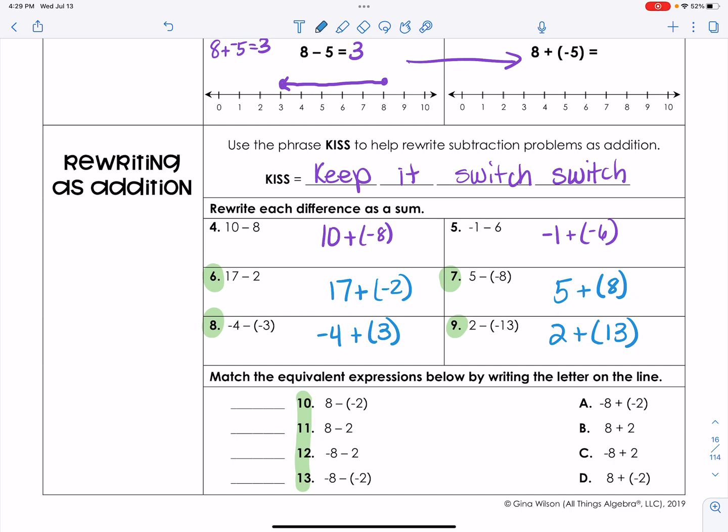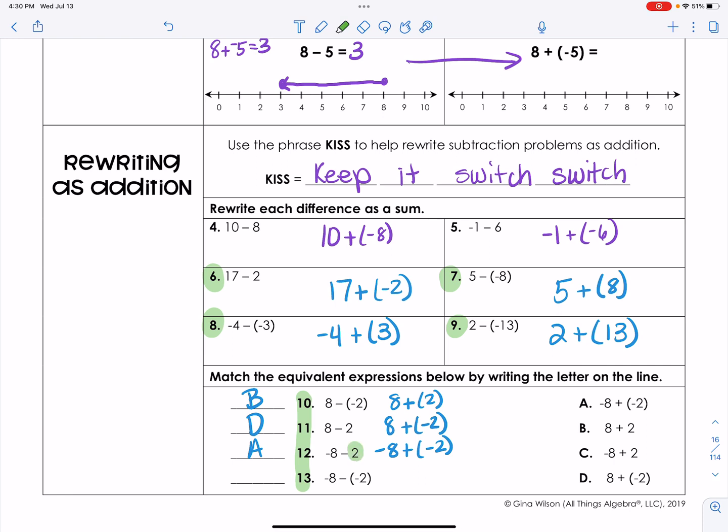So if I do that rule, I'm saying 8 plus the opposite. So 8 plus 2, so this is B. I'm adding the opposite. So 8 plus a -2 is D. And then a -8 plus, add the opposite, a -2 would be A.